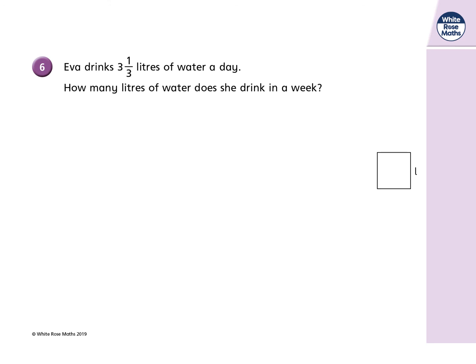Eva drinks 3 1/3 litres of water a day. How many litres of water does she drink in a week? So think of how many days in a week. Do the calculation of that with 3 1/3 litres of water. Again, I'd recommend you press pause to work through this calculation. Please don't rush it, okay?